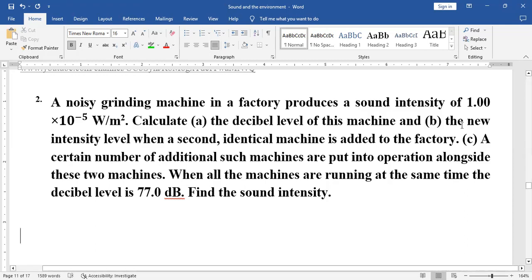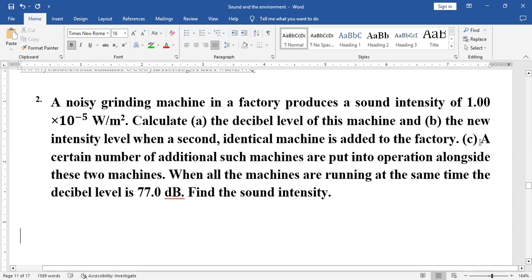Part B says, find the new intensity level when a second identical machine is added to the factory. So now, the first machine was functioning at a certain decibel level. They now bring in another machine that functions the same way as that one. So the question is, what would be the value of the power produced, or the noise level intensity produced by that machine? We are going to see it.